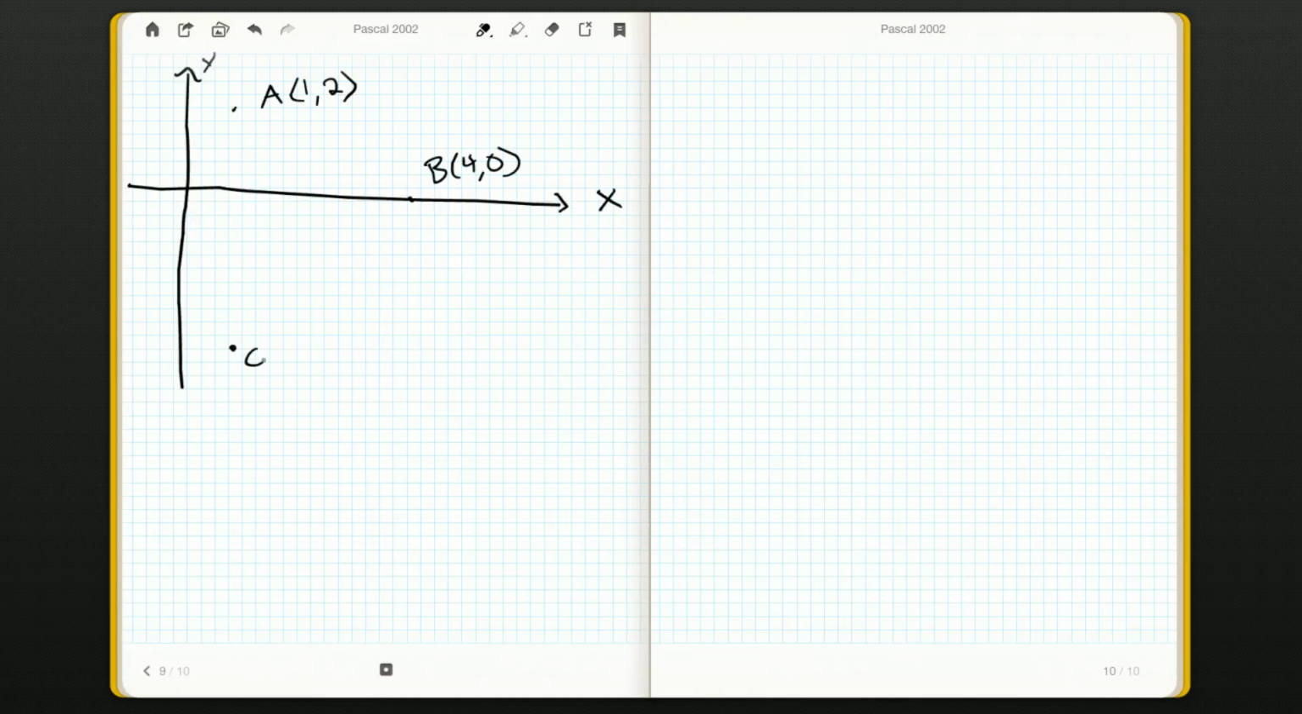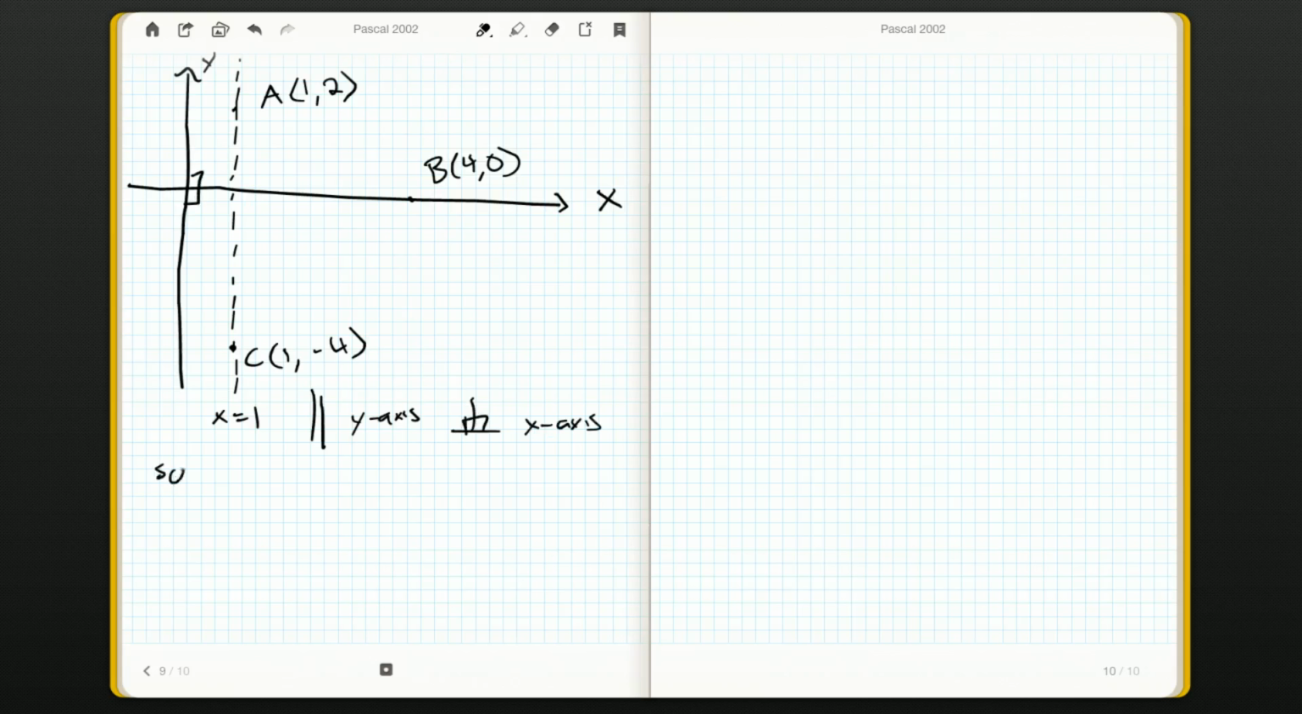And C down here, well, C also has an x-coordinate of 1. So as a matter of fact, the line between A and C is just the line x equals 1. And that's parallel to the y-axis. And the y-axis itself is perpendicular to the x-axis. So AC is going to be perpendicular to the x-axis as well. And it passes through B.